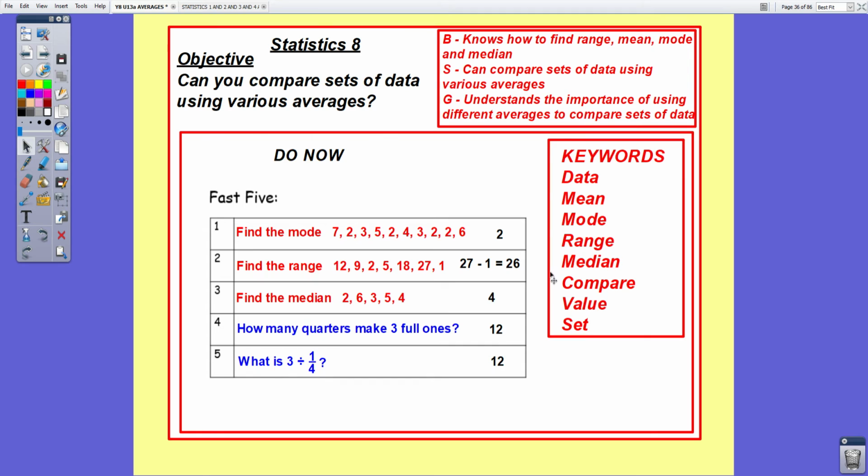12. Right, I forgot to mention our keywords for today are data, mean, mode, range, median, compare, value and set. Let's move on.